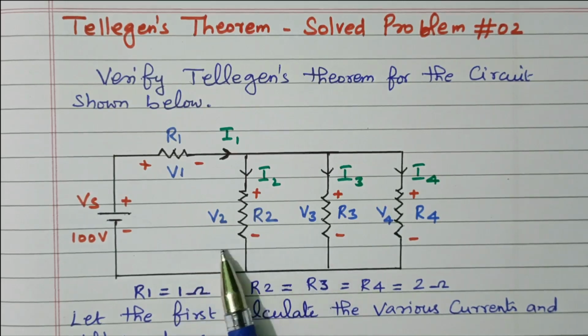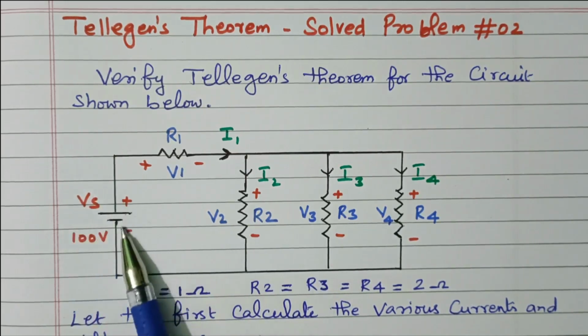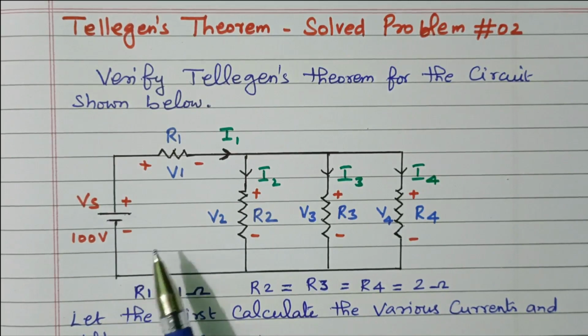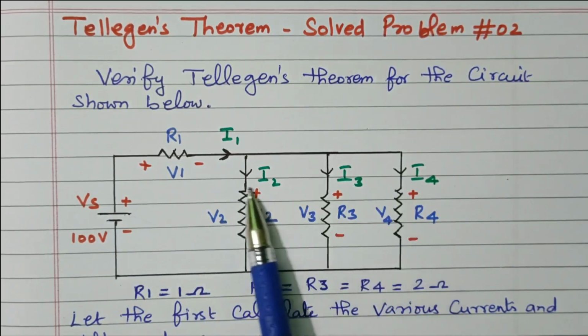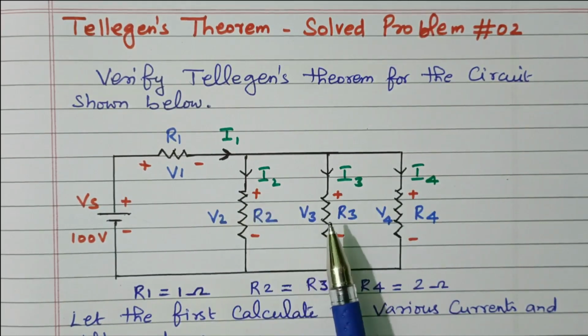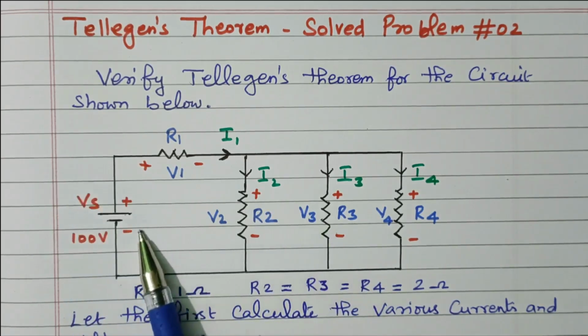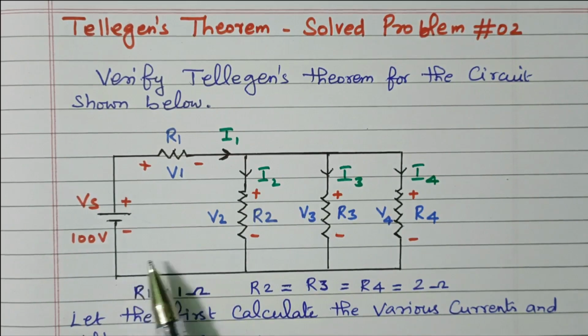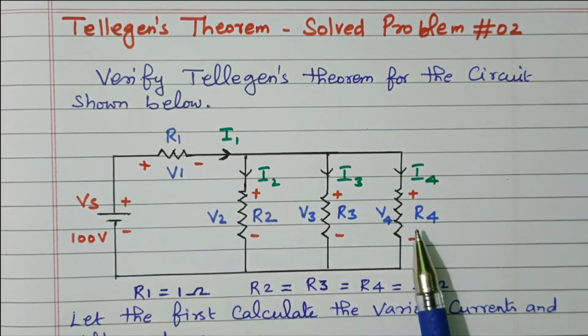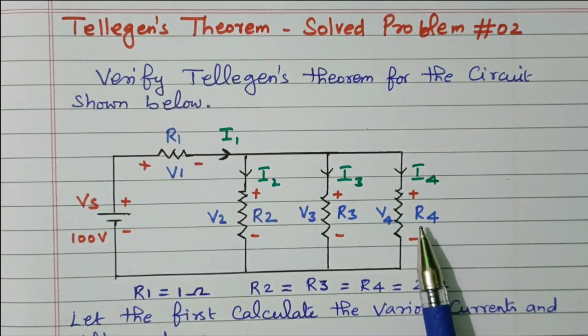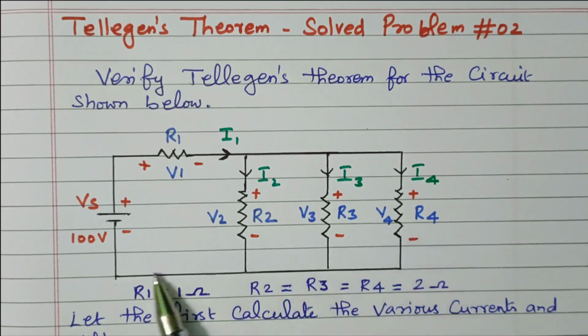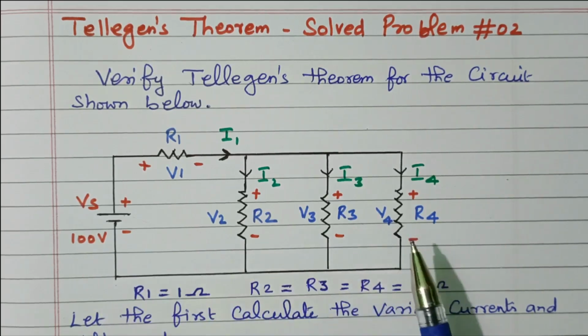So in this circuit we need to verify that the power delivered by this source is equal to the power absorbed by these resistive elements. We have to identify the total power delivered by this source and the total power absorbed by these resistors. Both are equal, that is, power delivered equals power absorbed.